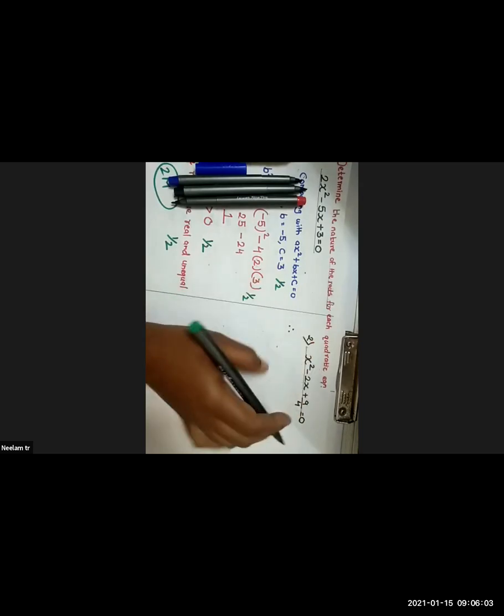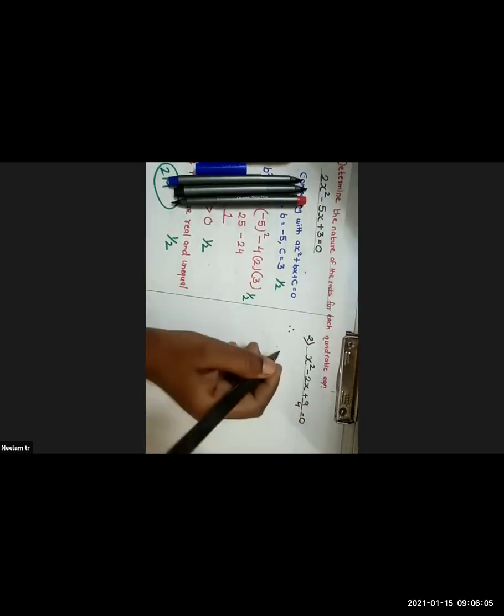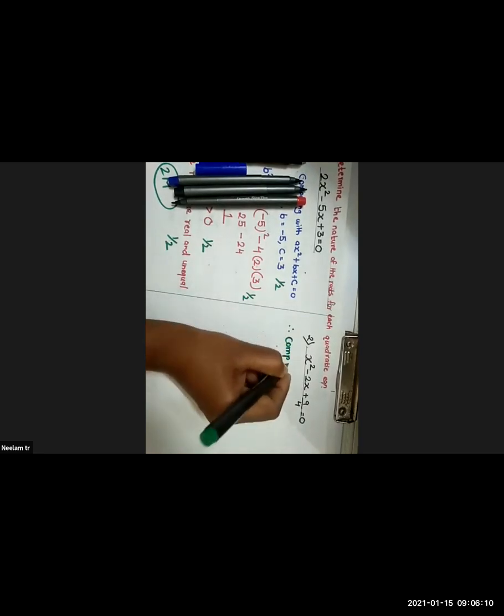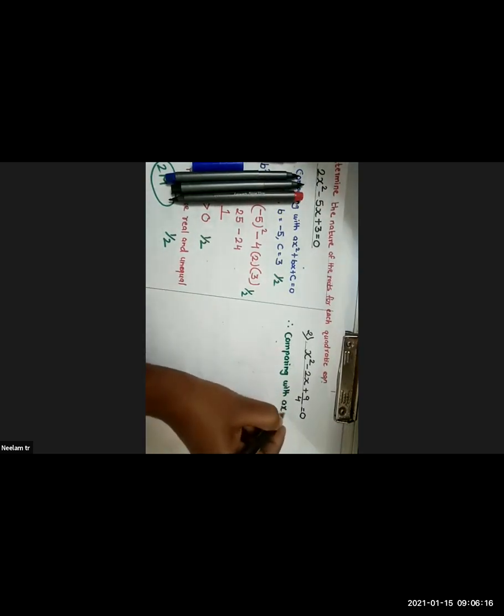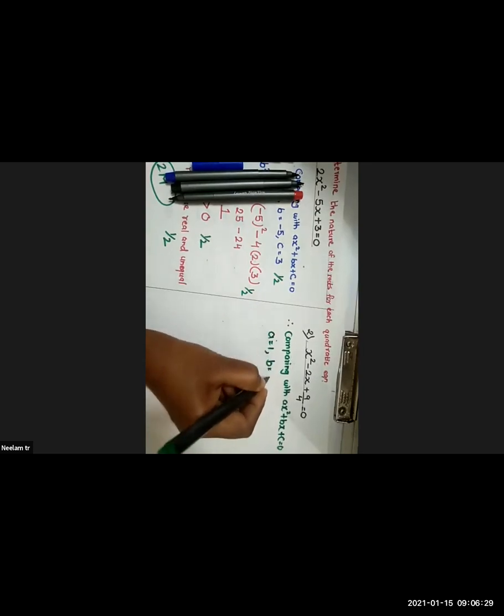Since the beginning we are doing this standard form and general form of the quadratic equation, that is, comparing with ax square plus bx plus c is equal to 0. Now you'll get the values of the coefficients a, b and c. The value of a will be 1, b is minus 2, c will be 9 by 4.